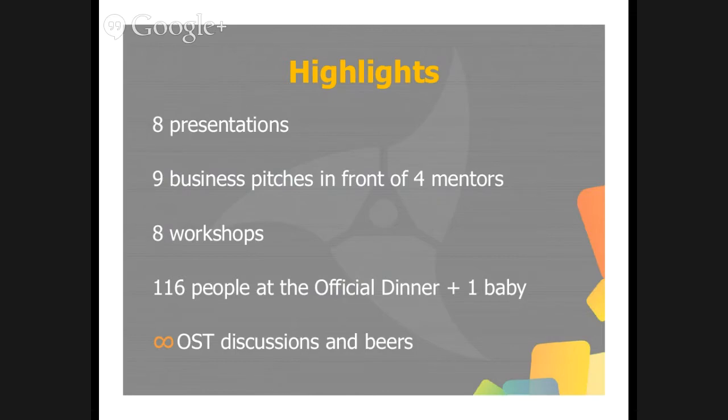And at the official dinner, there were 116 people and a real baby, so not an alumni baby or something, but a real baby, and there were a lot of OST discussions and beers in between, because, yeah, why not?